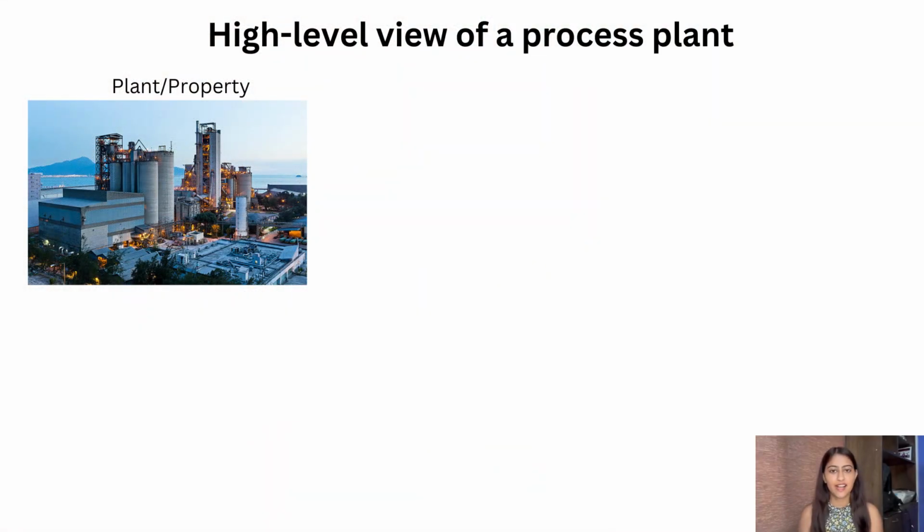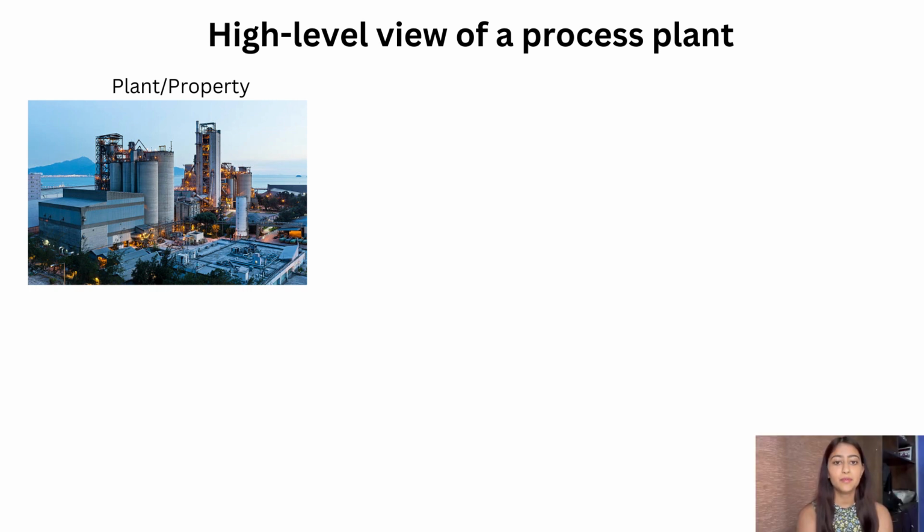Let us now take a high-level view of a plant. Over here, I have taken the example of a process industry simply because I am a part of another process industry. So it consists of three main parts. There is plant, there is property, and there is equipment. Let us now break it down further for better understanding.